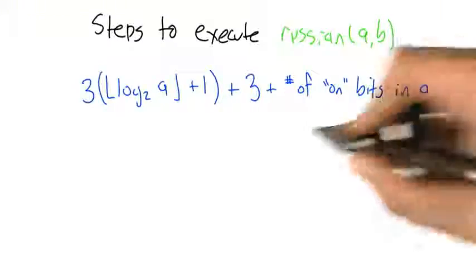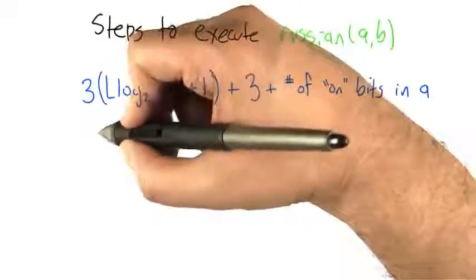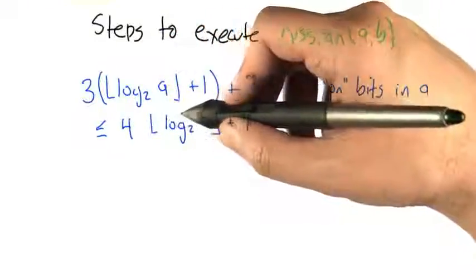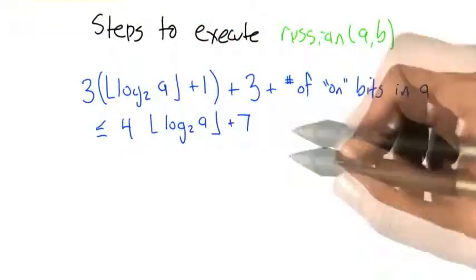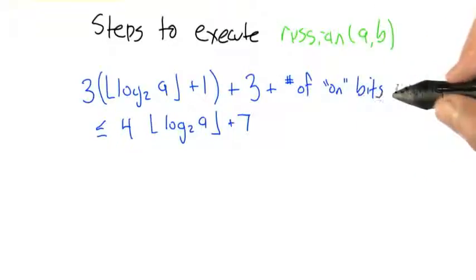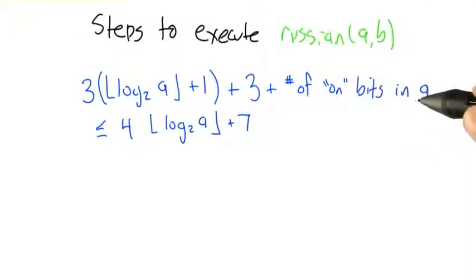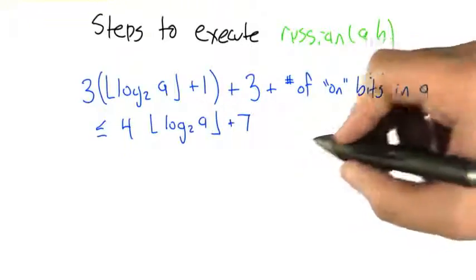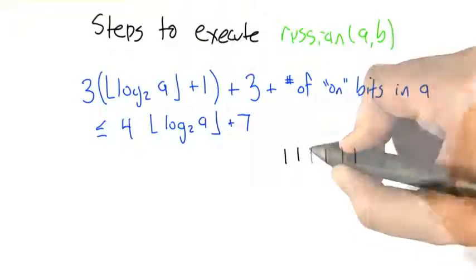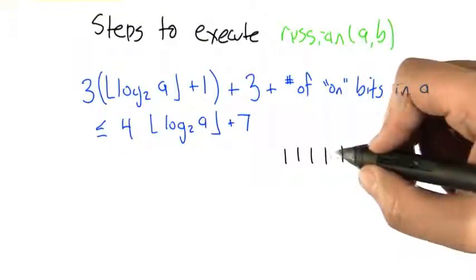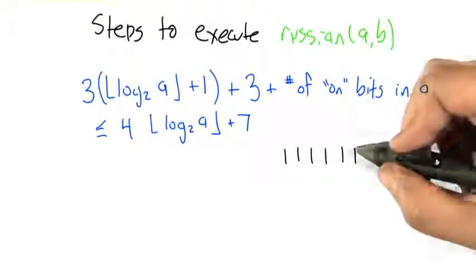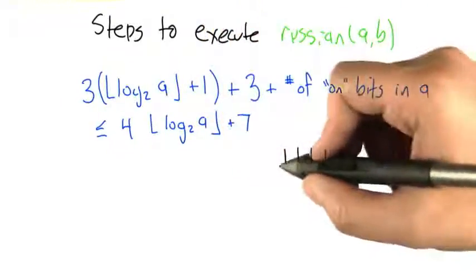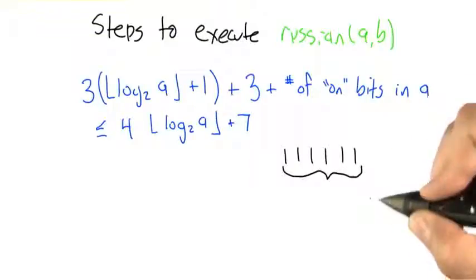So that's kind of a mess. We can make it slightly less of a mess if we notice that this is upper bounded by 4 times the rounded down logarithm of a plus 7. The reason is that the most on bits you can have in a number is if all the bits are on. And how many bits can you have in a number? Well, with a binary number like that, each time you're chopping off one of the bits. The rounded down log base 2 of the number plus 1 is actually a count of the maximum number of bits that you can have on.